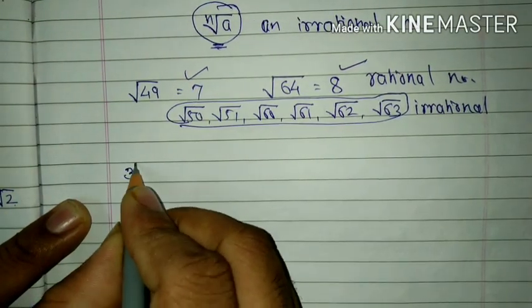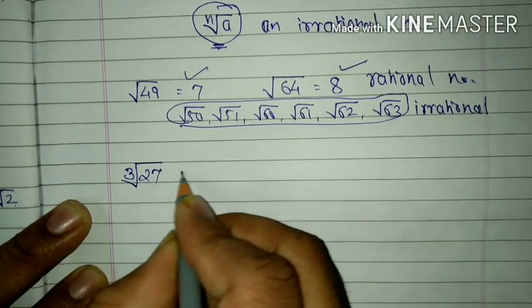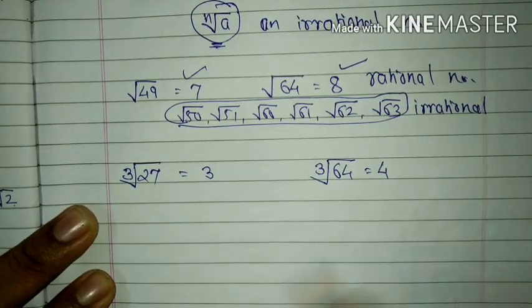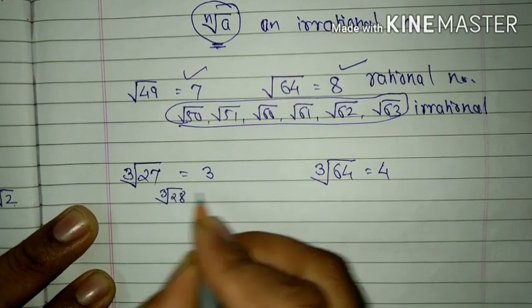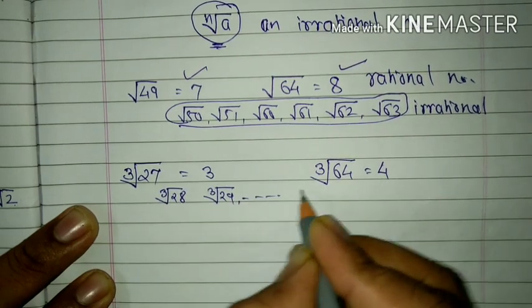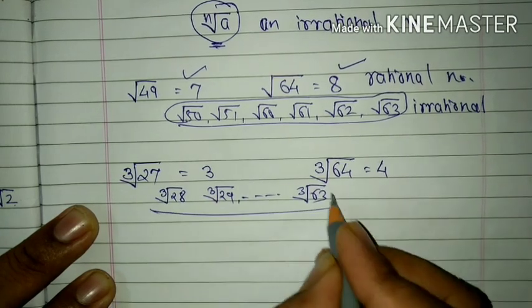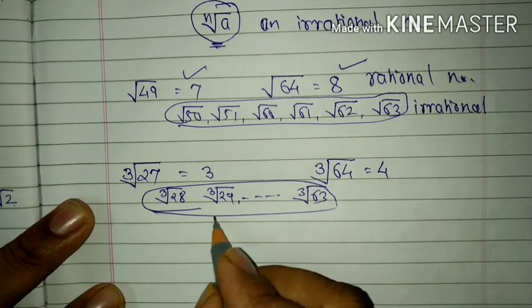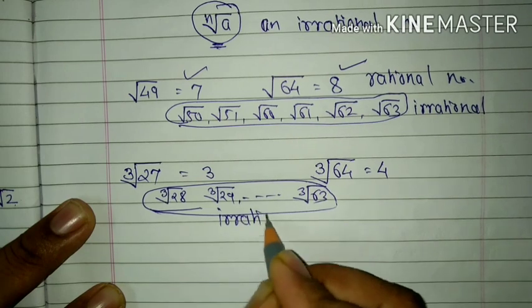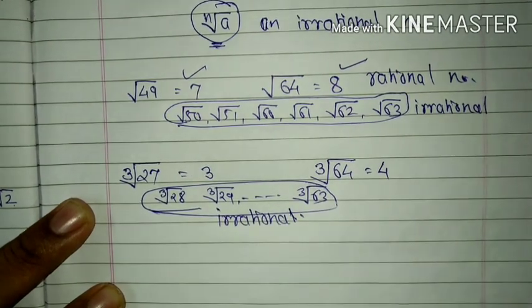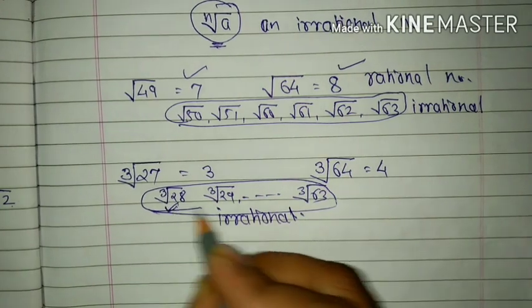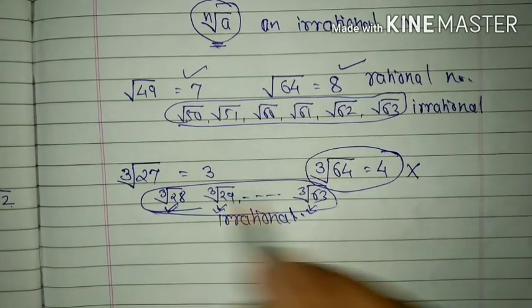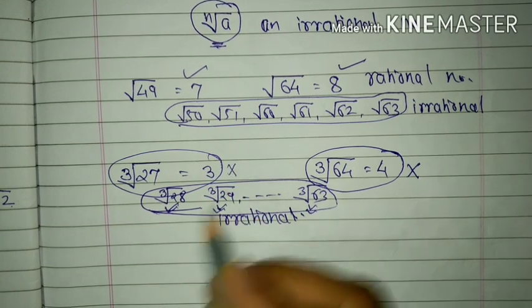Now let us see some more examples. Suppose I am taking the third root of 27, I will get the answer 3. The third root of 64, I will get the answer 4. What about the third root of 28, third root of 29, third root of 63? All these numbers do not have an answer in the form of an integer. Therefore, all these are irrational numbers. So this one is a surd, this one is a surd, this one is a surd. The answer of this one is rational, so it is not a surd. The answer of this one is rational, it is not a surd.